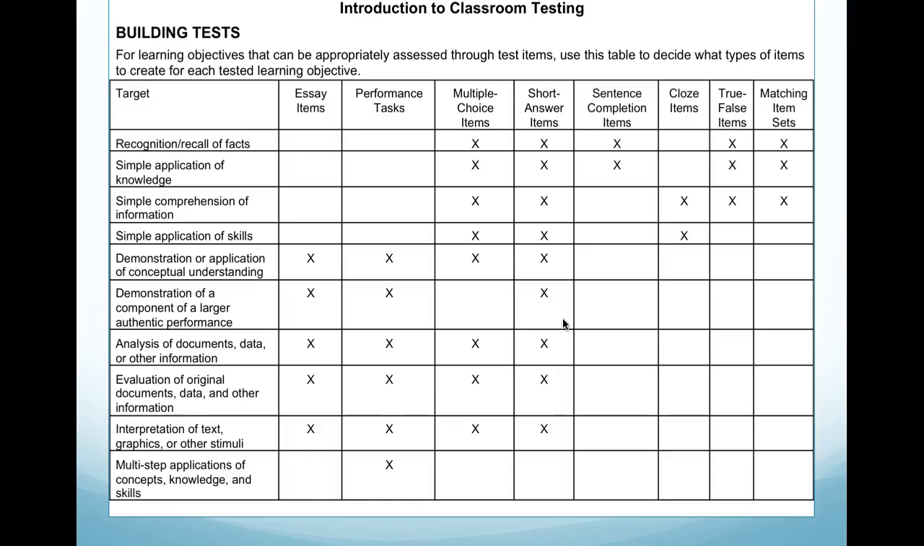So in your book, there's a great chart, and this is really what you're looking at when you're designing your tests. Which test fits for what? So even though the tests come in an order because they're on a graphic organizer, that doesn't mean that's where they fall in your unit. They fall where they belong. Where does the essay item belong? Where does the performance task belong? Where do the multiple choice items belong? Where do the short answer items belong? Sentence completion, cloze, true false, and matching. They all have a different purpose.